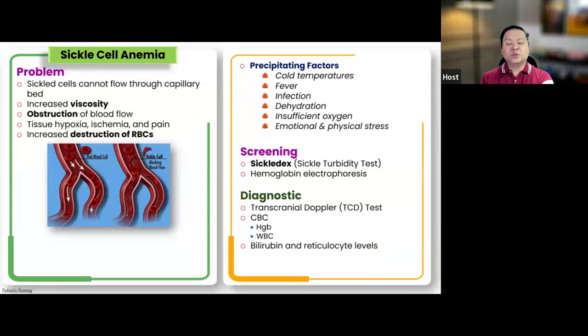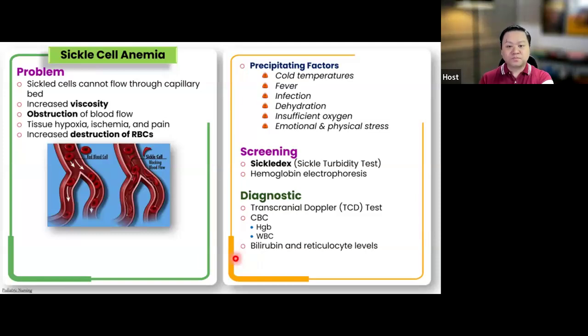So this is going to give us an idea if there is now involvement of the liver. This is going to be seen as elevated bilirubin and reticulocyte levels because of the rapid destruction of the red blood cells. Because when they are sickle cells, they're no longer going to be able to function. Their lifespan is much shorter. So once the red blood cells are defective, they go into the circulation and will be dumped into the spleen and then will be conjugated by the liver.